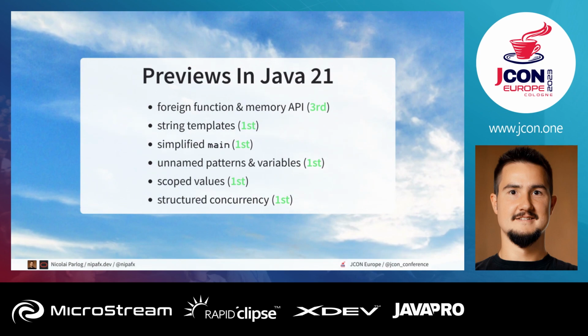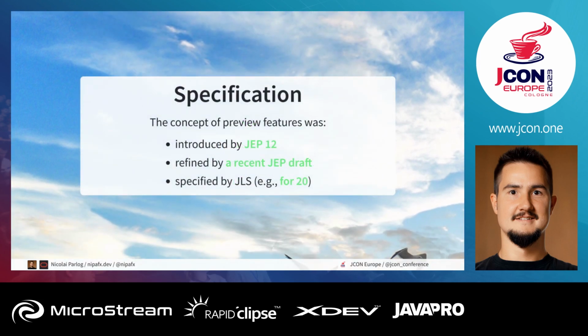Java 21 is chock full of them. Foreign function memory APIs in its third preview, and they have a bunch of things that preview for the first time. The bottom two, scope values and structured concurrency, are also APIs, and they were incubating before, which is a phase that sees even more change than preview features. But the other three are language features: string templates, simplified main, unnamed patterns and variables. Those are preview language features that are currently being explored.